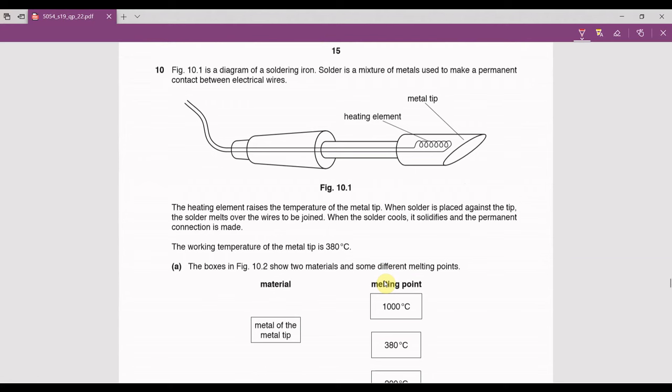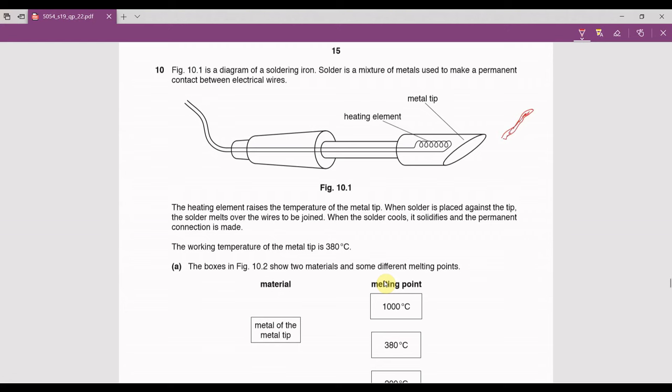Okay, question number 10. Figure 10.1 is a diagram of a soldering iron. So solder is basically an equipment which is used to join two pieces of metal together. So what they do is there's a heating element which heats this part, and then you bring in a wire from somewhere, which is called the solder and is silver in color.